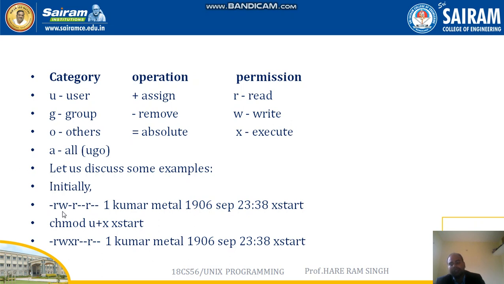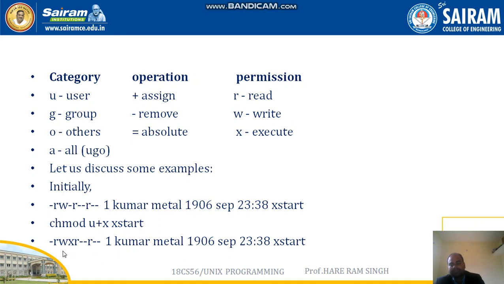Now I want to give execute permission to the owner. Who is the owner? Kumar. Then what will I do? I can use the command chmod. So chmod, u stands for user, plus x. I want to assign, so I write plus. What permission do I want to give? Execute permission. So plus x, and on which file? The xstart file.